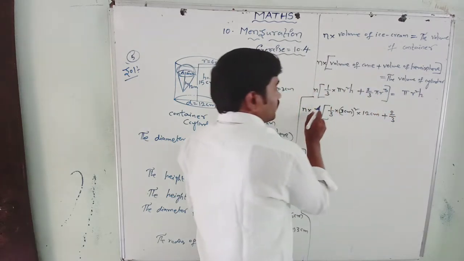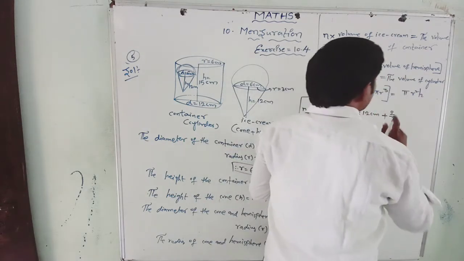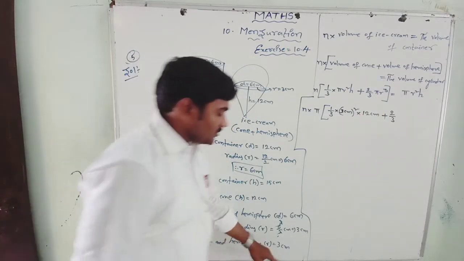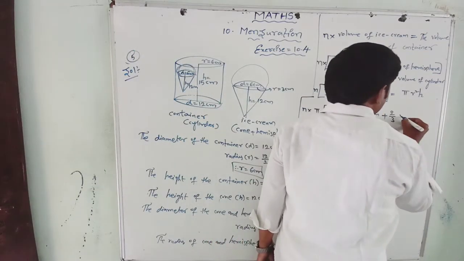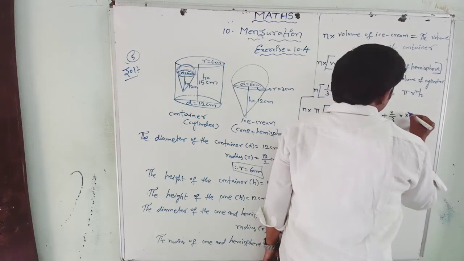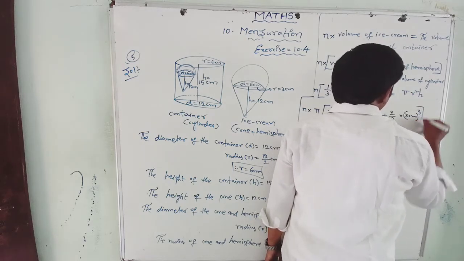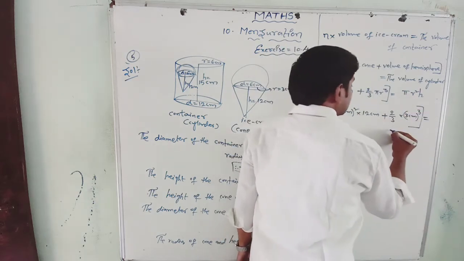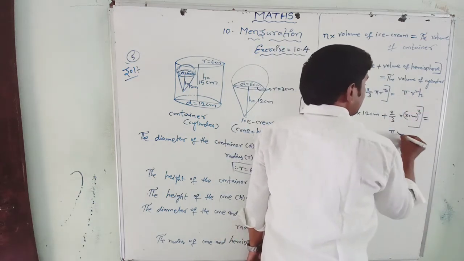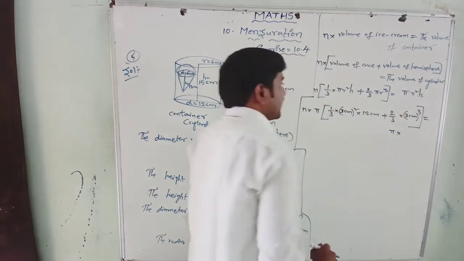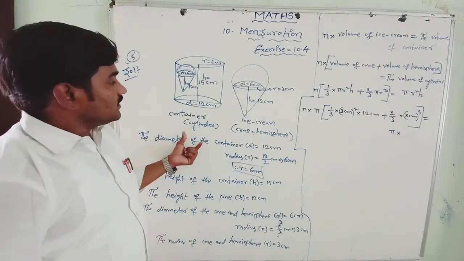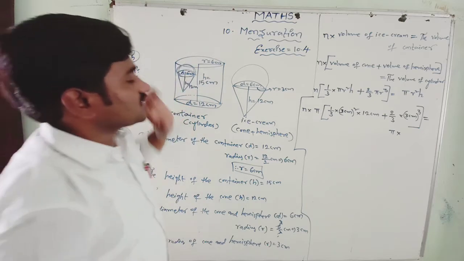2/3 pi, already taken common. So r cube. R is nothing but the radius of the hemisphere. The radius of the hemisphere is 3 centimeters. 3 centimeters whole cube, which is equal to pi only into r square. The r here is the radius of the cylinder. The radius of the cylinder is 6 centimeters.